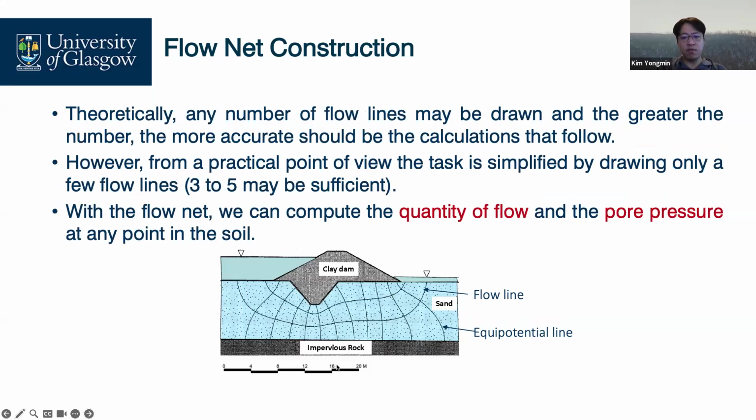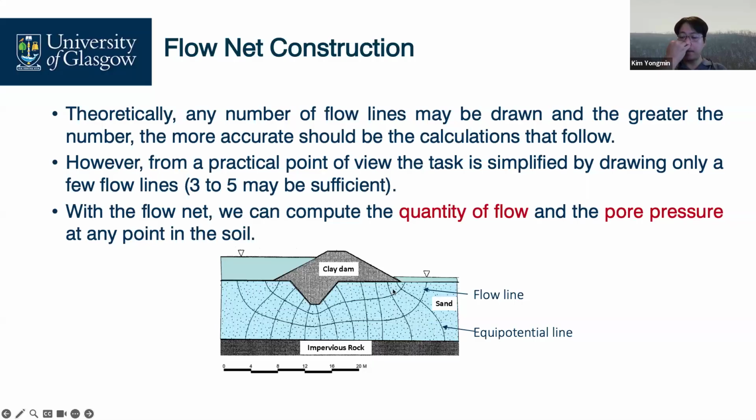Based on this number of flow channels and equipotential lines, we are able to estimate the amount of water flow through the soil, as well as the pressure at any point in the soil. Theoretically, any number of flow lines may be drawn, and the greater the number, the more accurate the result should be obtained. Look, for example, this one has more than 20, but our element is less than 10.